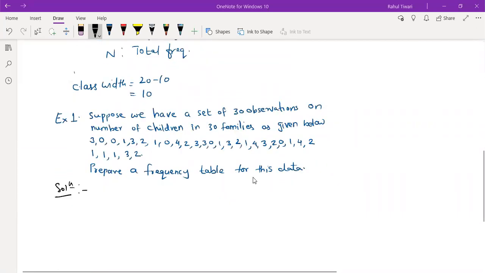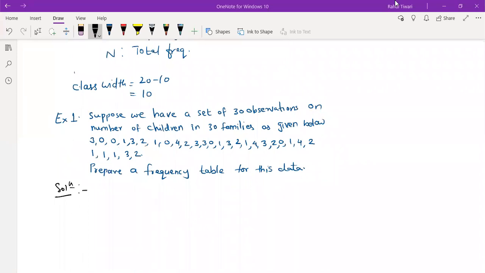Now let's take the example. You need to write it down in your notebook. Take it down in your notebook. This example you have to copy. Suppose we have a set of 30 observations.